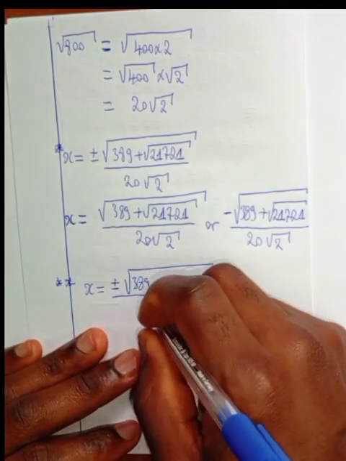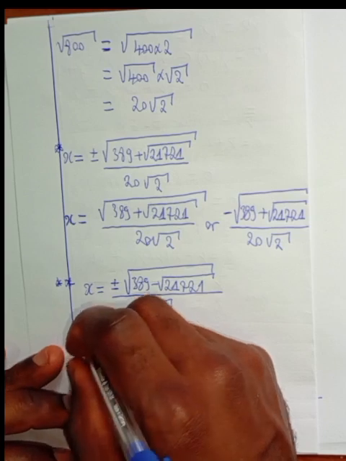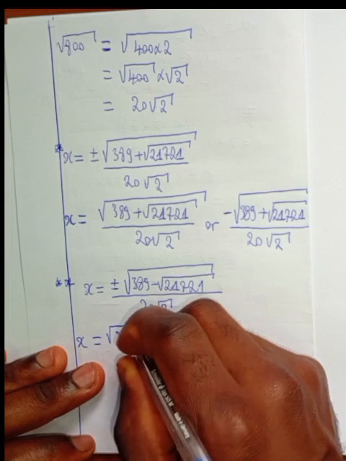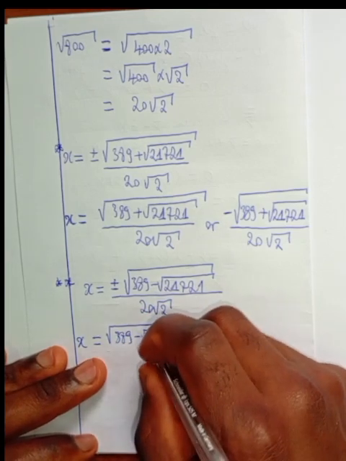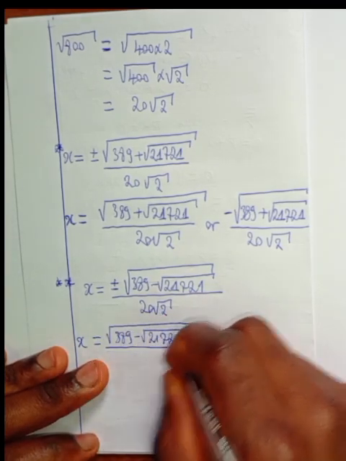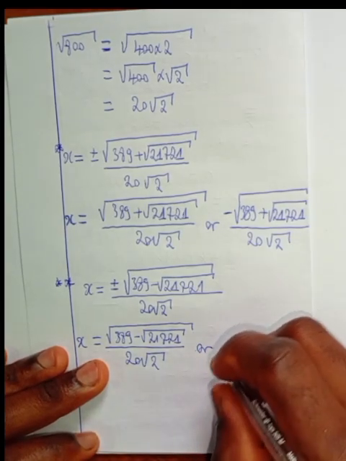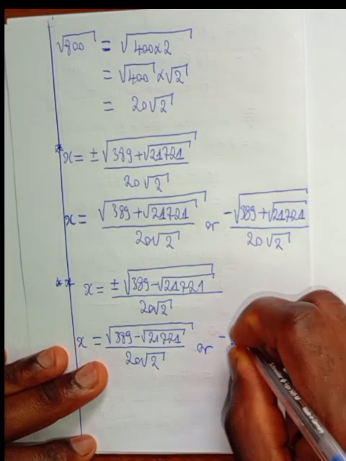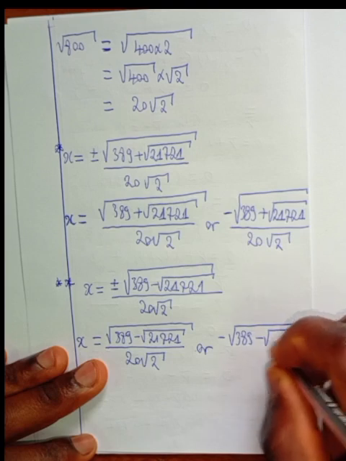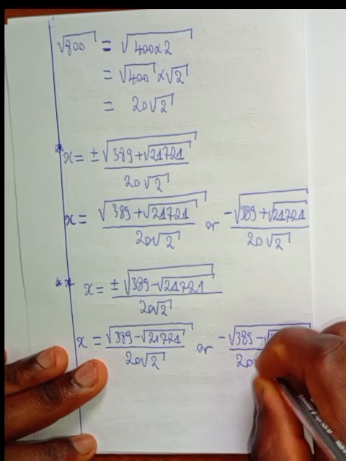We know root 800 gives 20 root 2. And this will give us x to be equal to, we take the positive case, the root of 389 minus root 21,721 all over 20 root 2, or take now the negative case, negative the root of 389 minus root 21,721 all over 20 root 2.